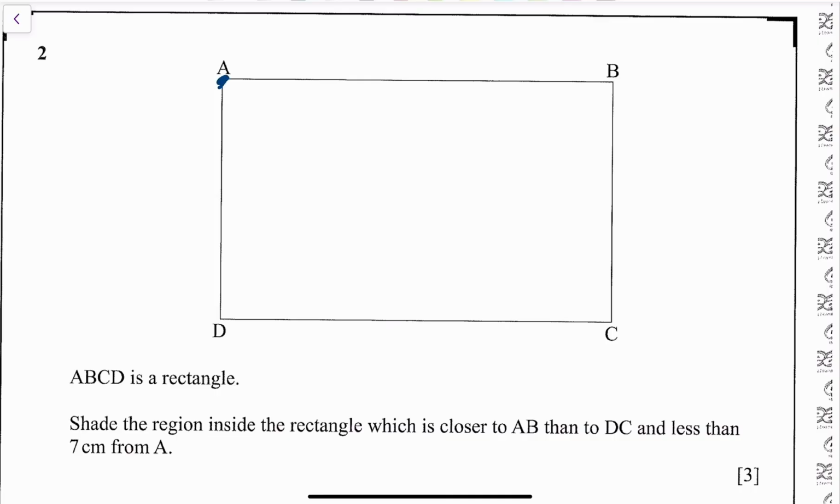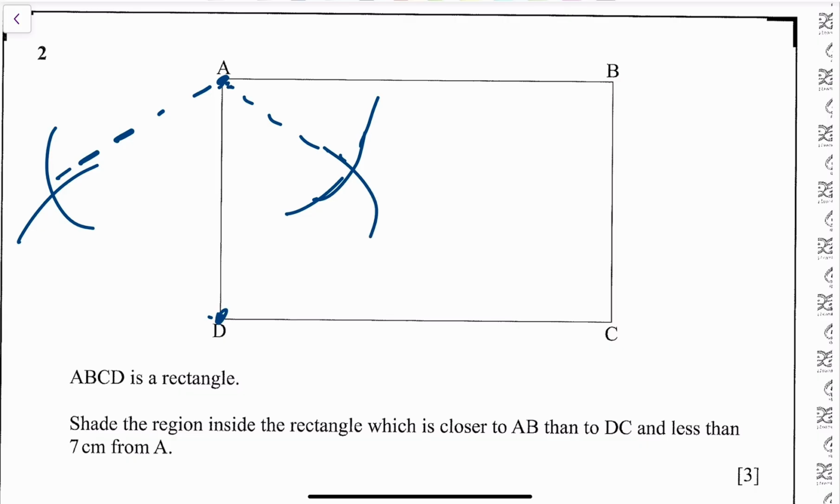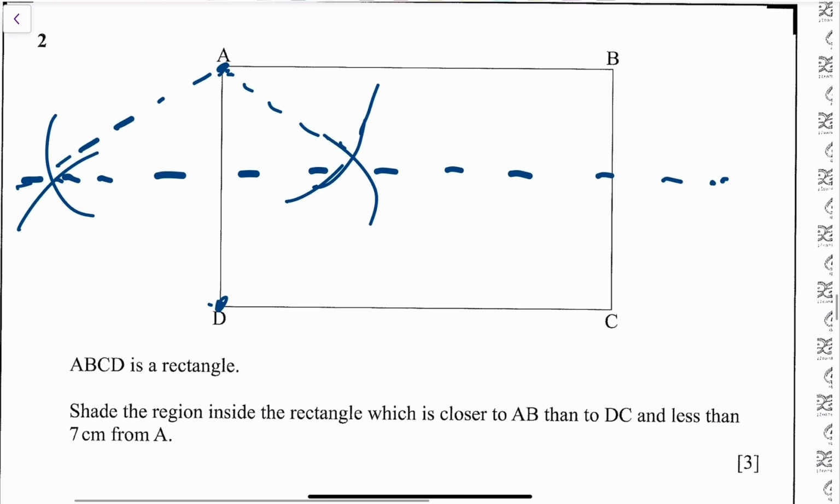So you'd put your compass here, open it up a certain distance above, or to the left I should say, the same over here, and put your compass here and open up a certain distance as well. Open it from D, and you'll see where they intersect, and where they intersect is a perpendicular bisector. Okay, so that's really what you want to do. And also shade the region inside the circle which is less than 7 centimeters from A. So you open up on your compass 7 centimeters.